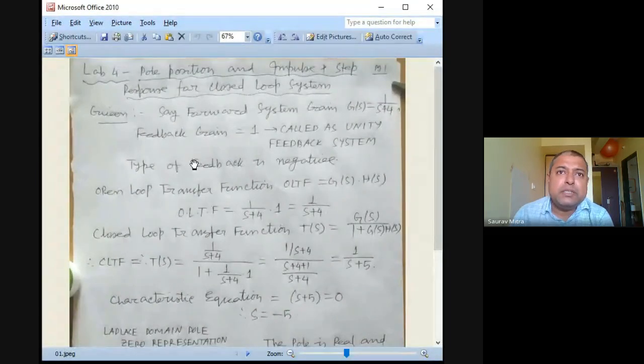We are trying to find out what the system response is. If an impulse is given as the input, or if a step is given as the input, if you know this, then I can ask you to find what the system output will be.